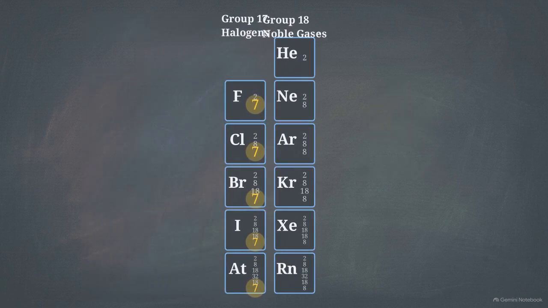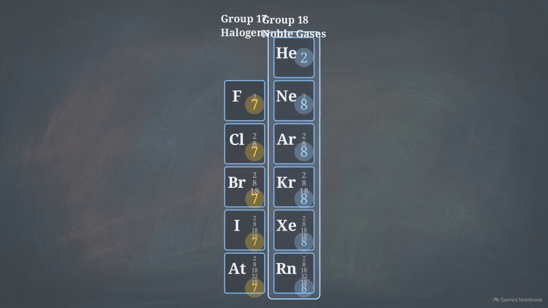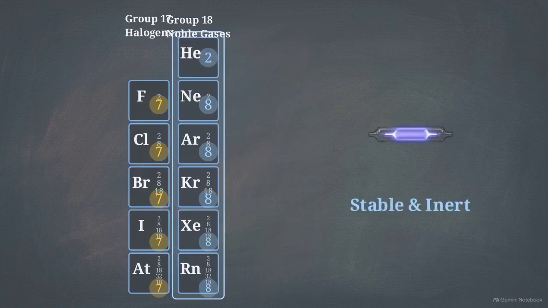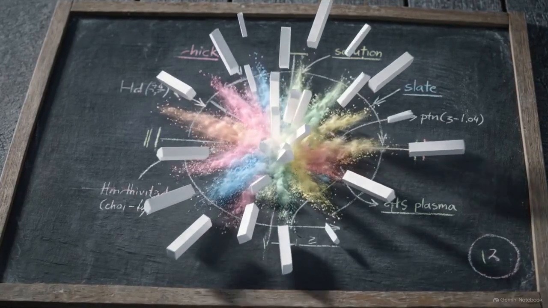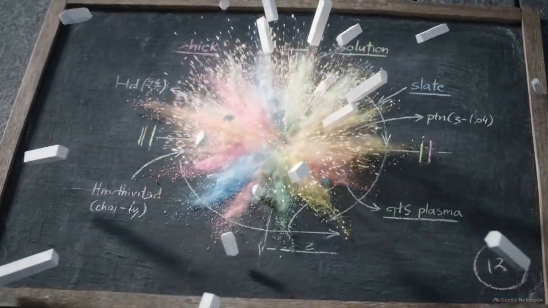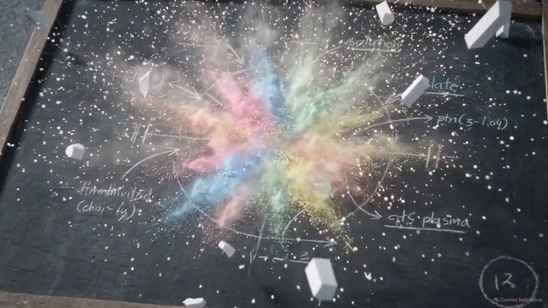Group 18 contains the noble gases. In this column, every element's outer shell is completely full. With full shells, these elements have no need to react. They remain stable and chemically inert. Chemical reactions throughout the universe are driven by atoms attempting to reach the stable configuration found in Group 18.